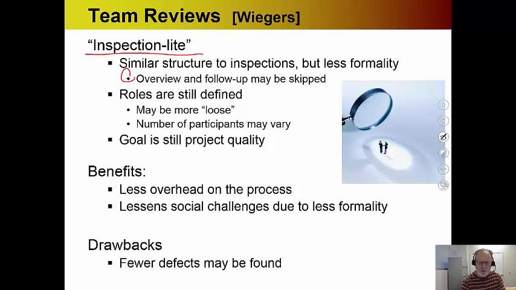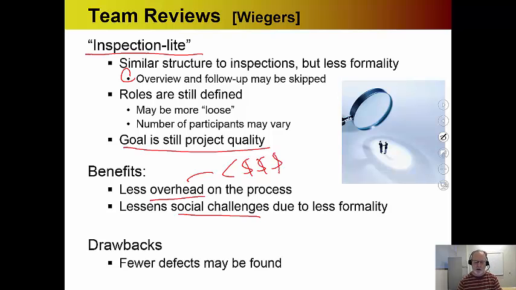So, we can be a little bit more relaxed in the role definitions and the overview and follow-up phases, but it's still a team review, meaning we still want to get folks together and focus on that inspection process. So the goal is still quality, all right? We'll talk a little bit later how there can be other goals to some of these reviews. But the goal is still to find the most defects as possible. But we're trying to lessen the overhead and those social challenges. Lessening the overhead means less delay, less cost, less dollars.